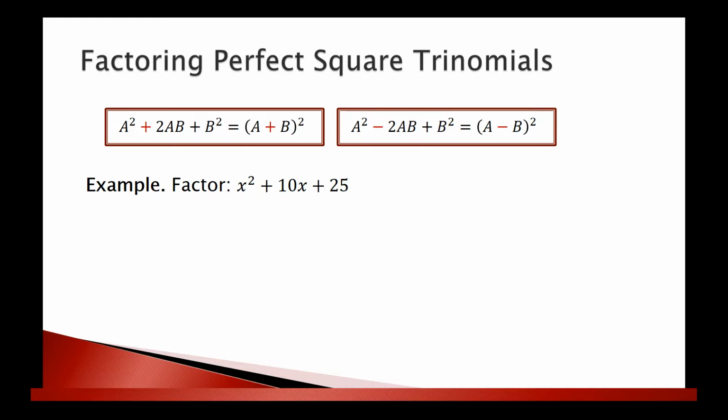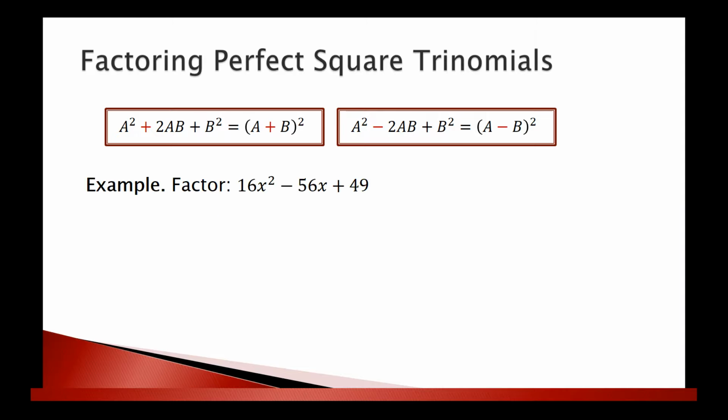So let's do an example. Let's factor x squared plus 10x plus 25. We can write this as x squared plus 2 times x times 5 plus 5 squared. So we write the middle term 10x as 2 times x times 5 and the constant term 25 as 5 squared. Then we see that this is exactly a squared plus 2ab plus b squared, where a is x and b is 5. So we can write this as (x plus 5) squared.